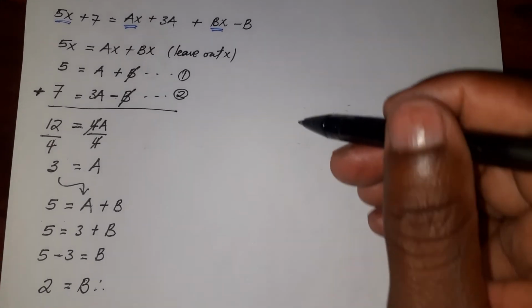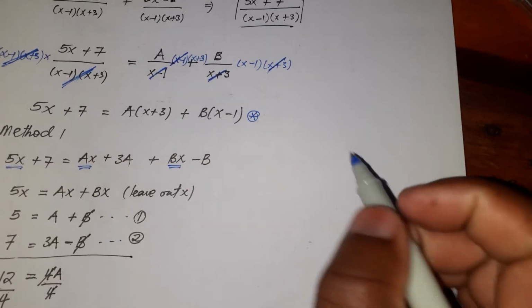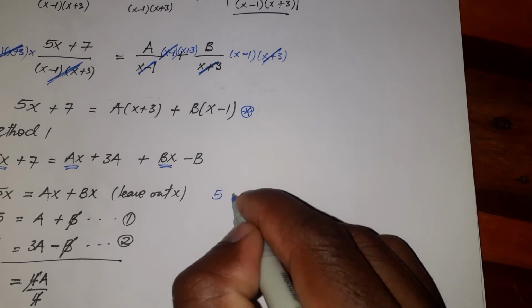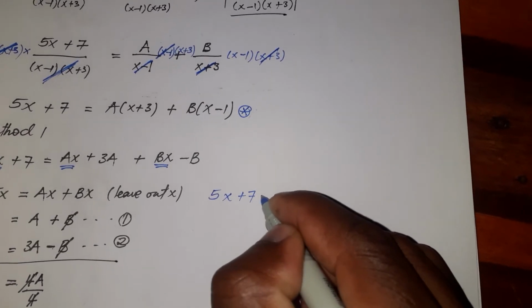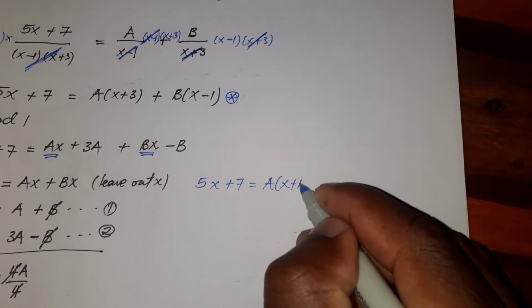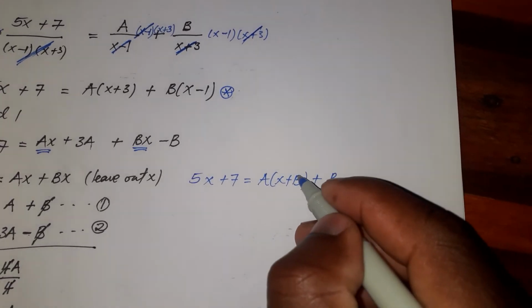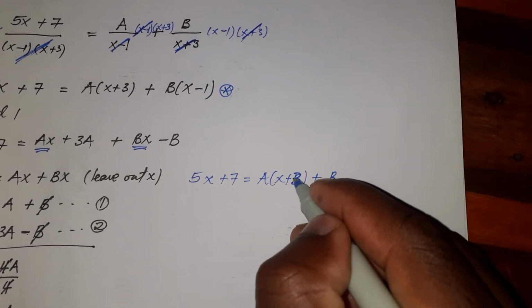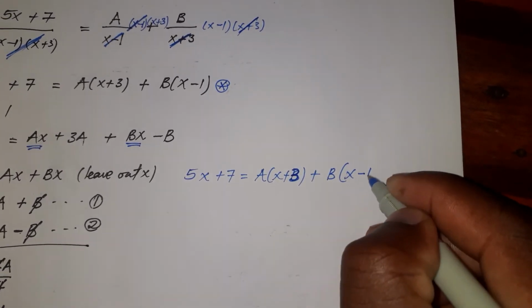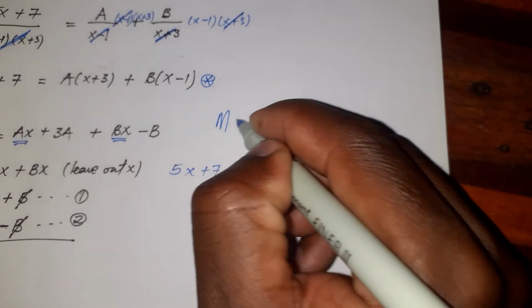Now the other way, from this equation here, I'm going to rewrite that equation. 5x plus 7 equals a(x plus 3) plus b(x minus 1). This is supposed to be 3, not b. Let me call this one method 2.